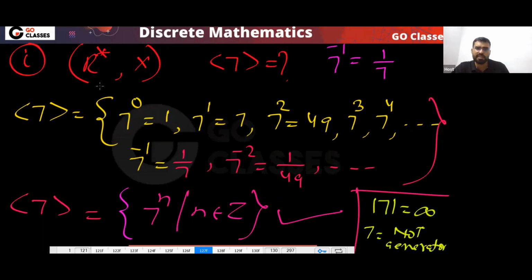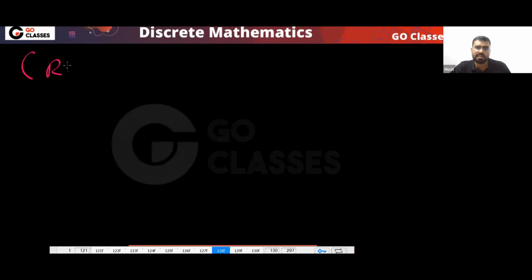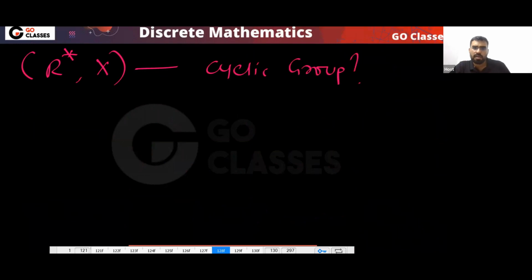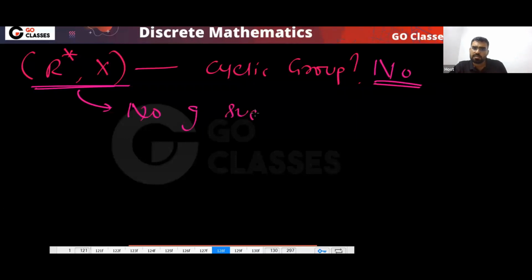Is there any generator here in R star with multiplication? Is this cyclic? Can I say this is a cyclic group? No, this is not a cyclic group because there is no generator. There is no element which can generate everything. There is no g such that it can generate all the elements.